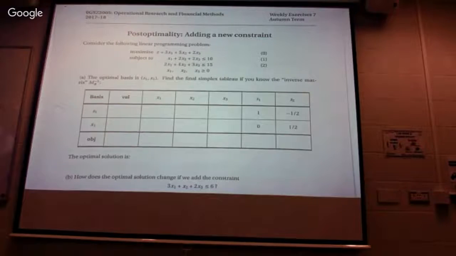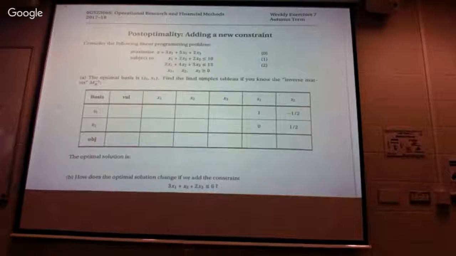Right-hand side change. Adding a new constraint, yeah, that's the other word. Anything else? Adding a new decision variable, exactly. Anything else? So what's left to do? Changing the objective coefficients, that's one of the main things. So this is what we're going to do today, changing the coefficients in the objective function.